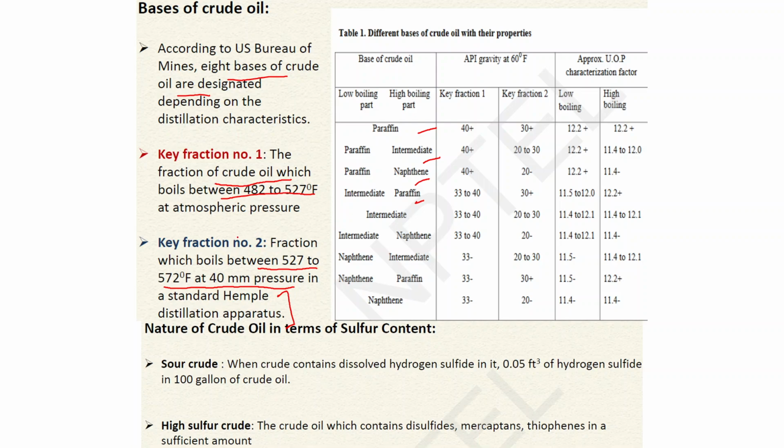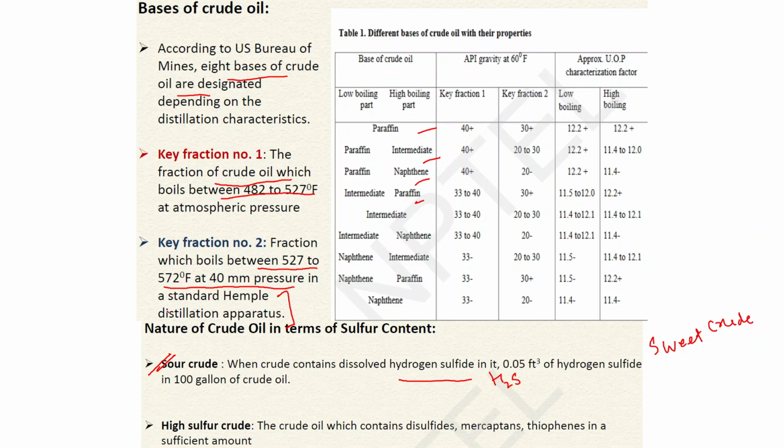So, depending on the sulfur content, there are two variations of the crude oil. The first one is the sour crude. It is basically depending on the hydrogen sulfide content, which is the H2S content. When crude oil contains dissolved hydrogen sulfide of about 0.05 feet cubed in 100 gallons of crude oil, then it is called sour crude. And if this amount is lower, meaning the presence of hydrogen sulfide is lower in 100 gallons of crude oil, then it is called the sweet crude.